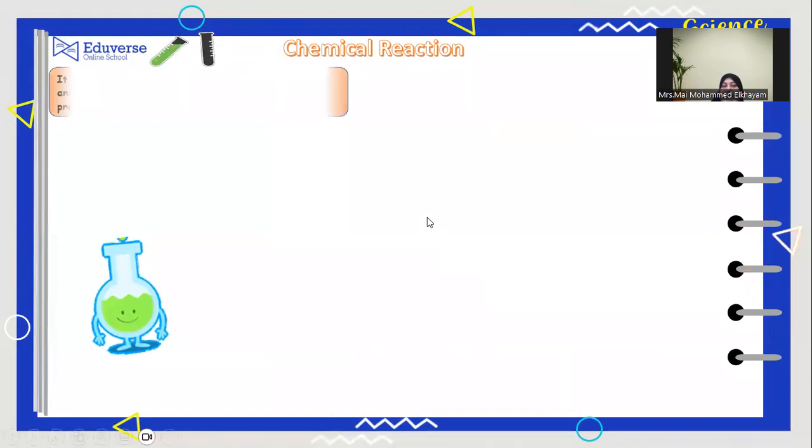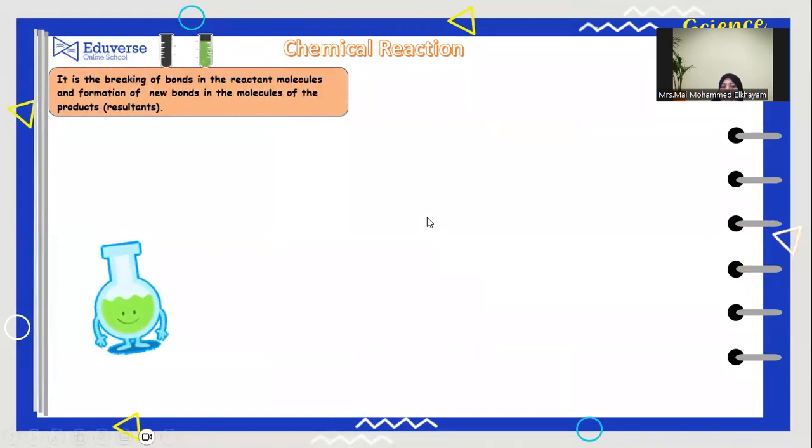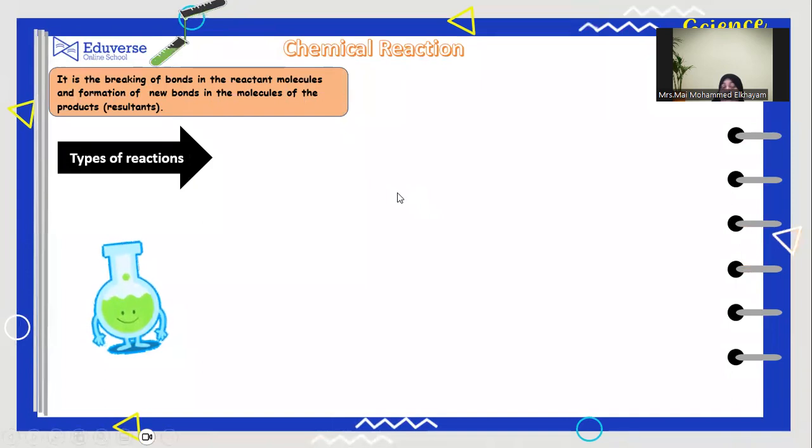What is a chemical reaction? A chemical reaction is the breaking of bonds in the reactant molecules and the formation of new bonds in the molecules of the products. How many types of chemical reactions do we have? We have 3 types of chemical reactions.